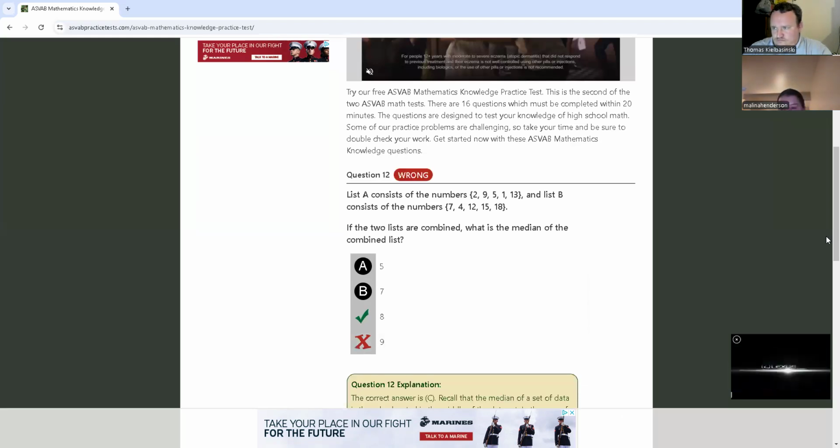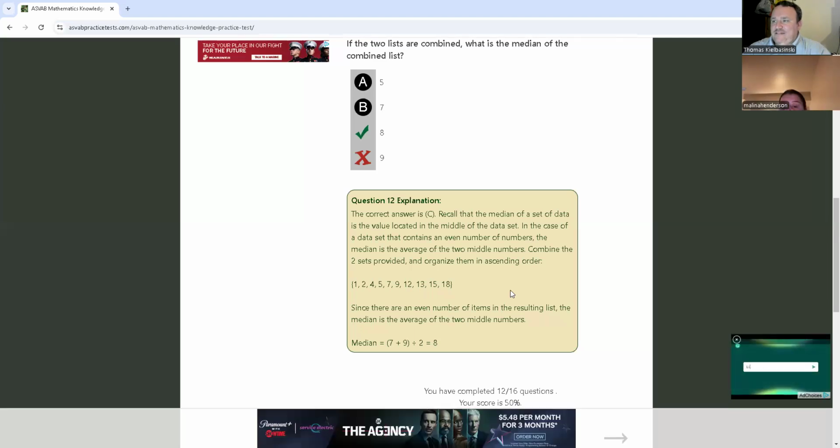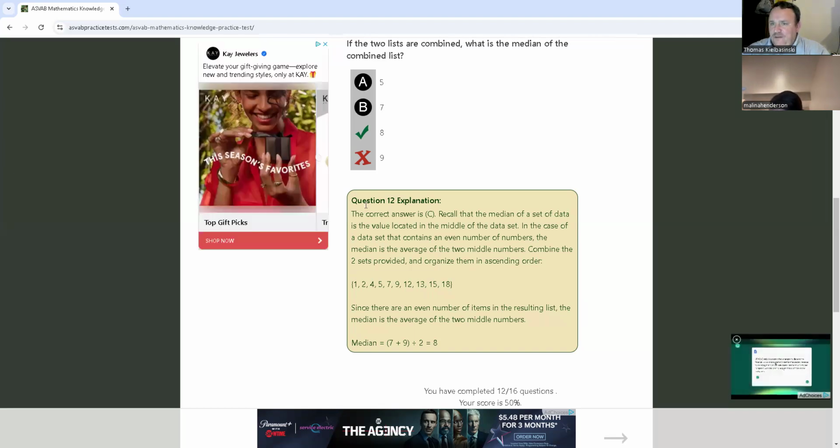No. Oh. So here's what happens. This is why you need to slow down a little bit. You did that too fast. The answer is C. Recall the median of a set of data that contains an even amount of numbers is the average of the two middle numbers. So the two middle numbers are 7 and 9. So it's one number, but you have to add the two middle numbers and then divide by 2.